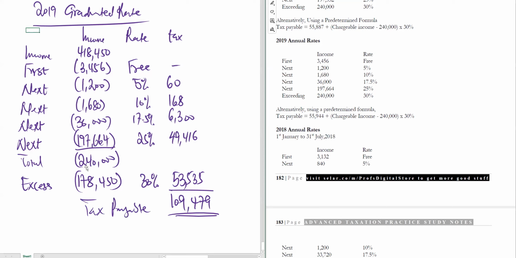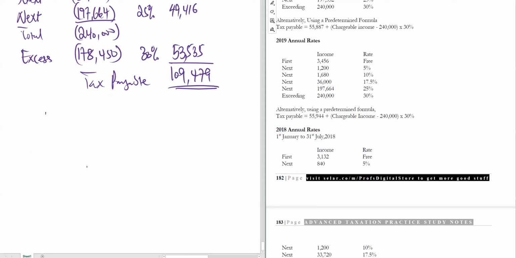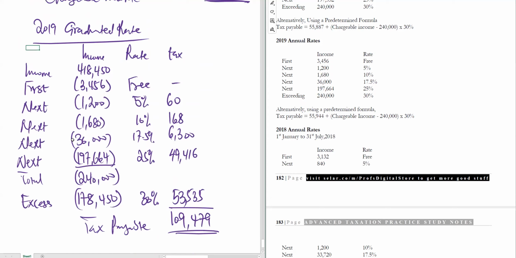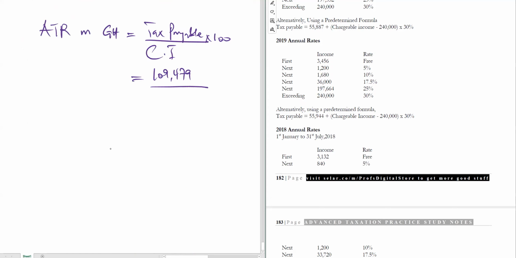Now that we've got his tax payable, we can now get what? ATR in Ghana, the average tax rate. That is our tax payable over our chargeable income times 100. So we know this is 109,479 over chargeable income, which was 418,450, times 100.